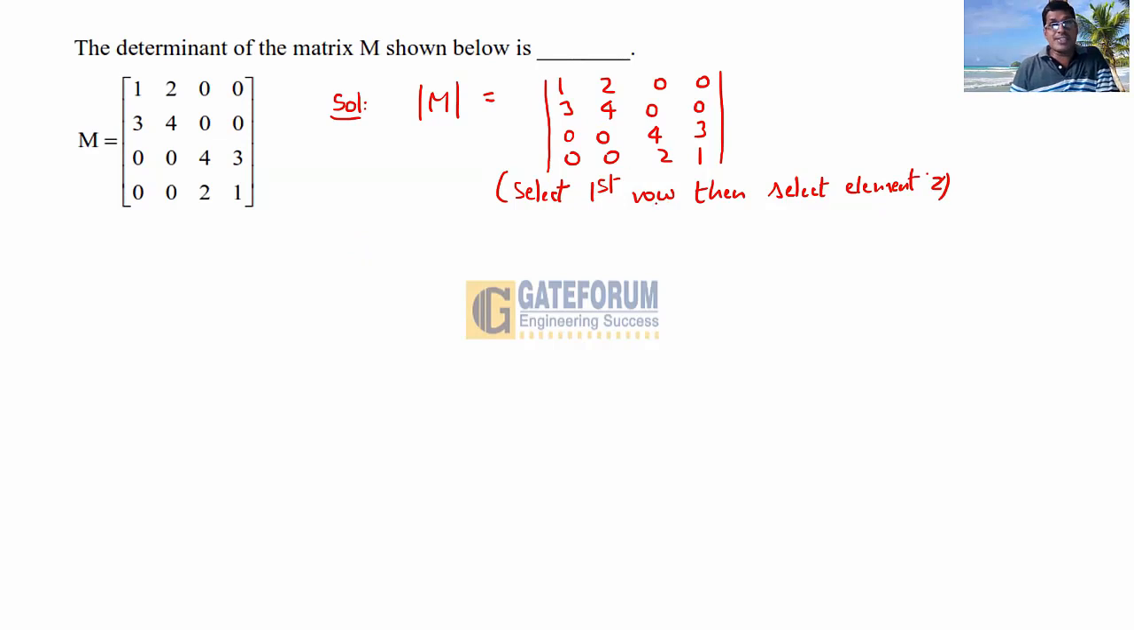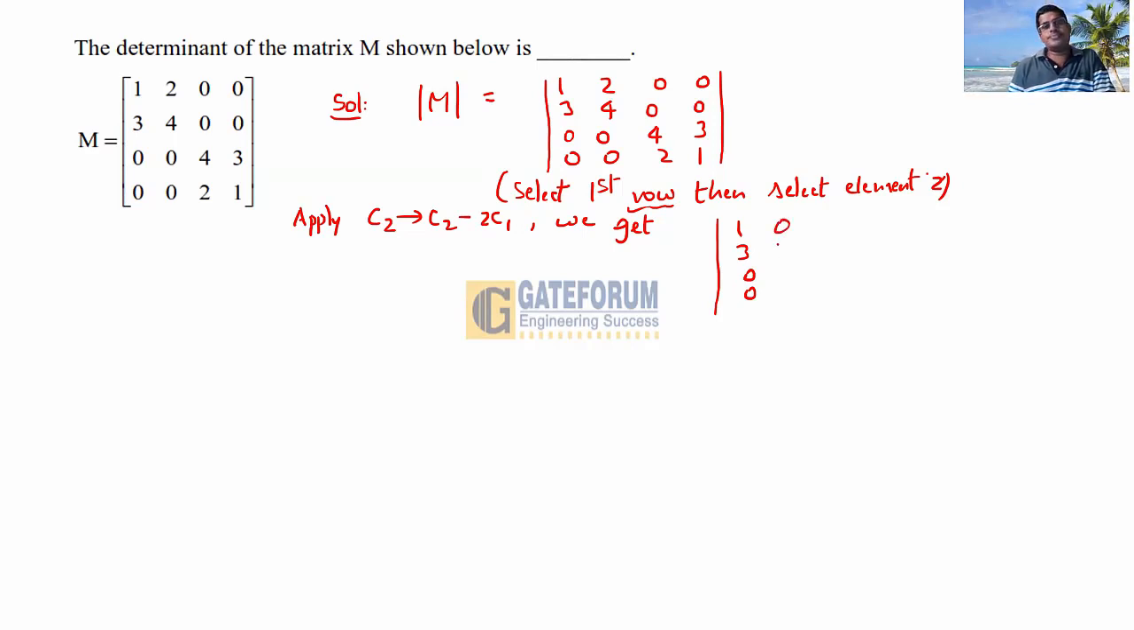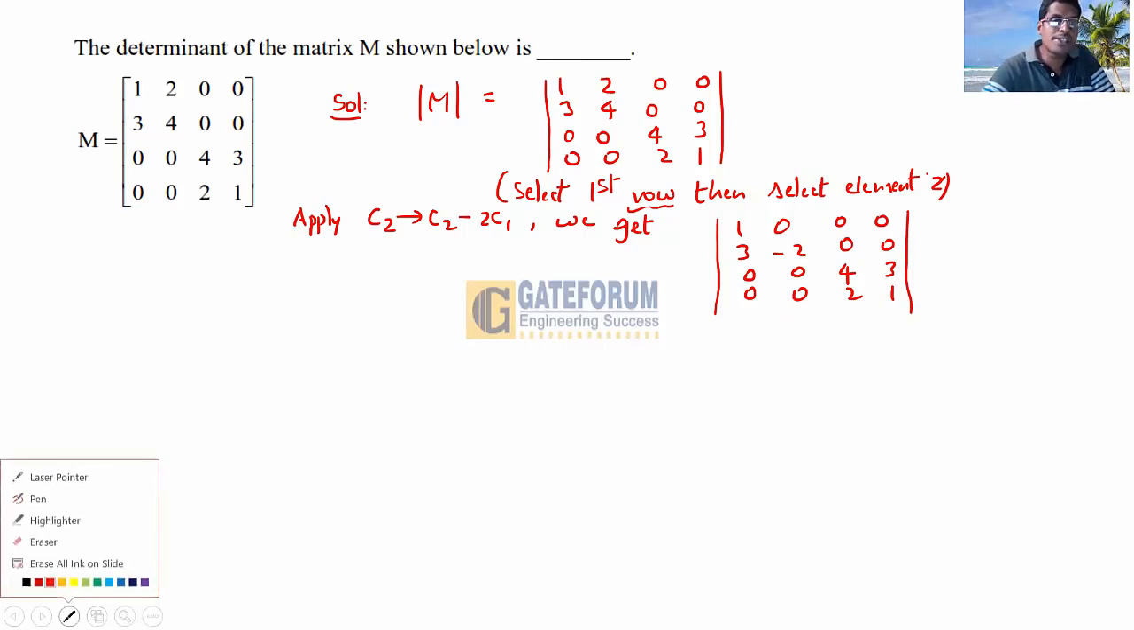Then apply the operation. That is, when you select a row, apply column operations. When you select a column, apply row operations, the opposite. So apply C2 changes to C2 minus 2 times C1. So we get a new 4x4 determinant. First column, no change. Second column changes: 2 minus 2 into 1 is 0, 4 minus 2 into 3 is minus 2, 0, 0. Remaining columns unchanged: 0, 0, 4, 2, 0, 0, 3, 1. So now expand the determinant by the first row, because we already selected the first row.